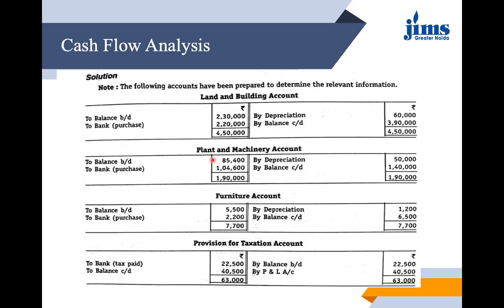If I move towards the next fixed asset, that is plant and machinery, there you can see that the balance brought down is 85,400 and the balance carried down is 1,40,000. We need to charge a depreciation of 50,000 to it.